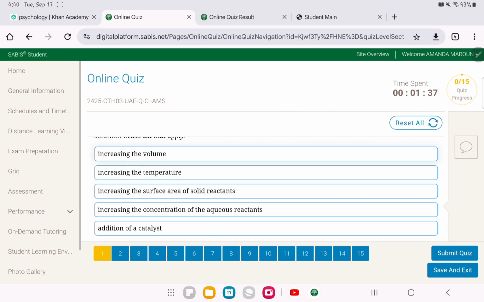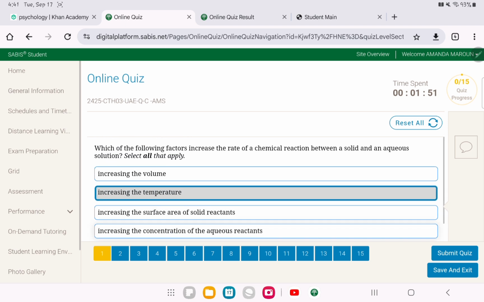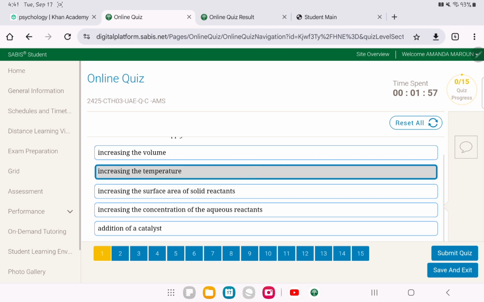Second of all, increasing the temperature. When you increase the temperature of something, especially the particles, they will have a higher kinetic energy. They will move faster. So if they move faster, they are more likely to collide more efficiently into each other. So increasing the temperature will increase the rate of a chemical reaction.